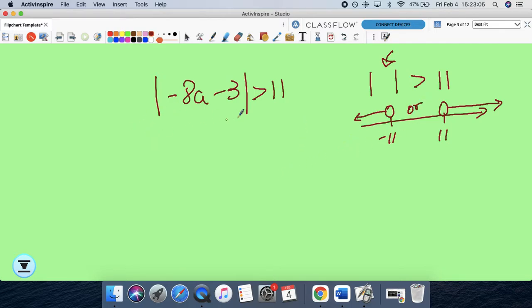So we know that this fellow over here has to be two things. This has to be greater than 11 or less than negative 11. That's how we'll set up our inequality. So negative 8a minus 3 has to be here, right? Has to be what? Less than negative 11?